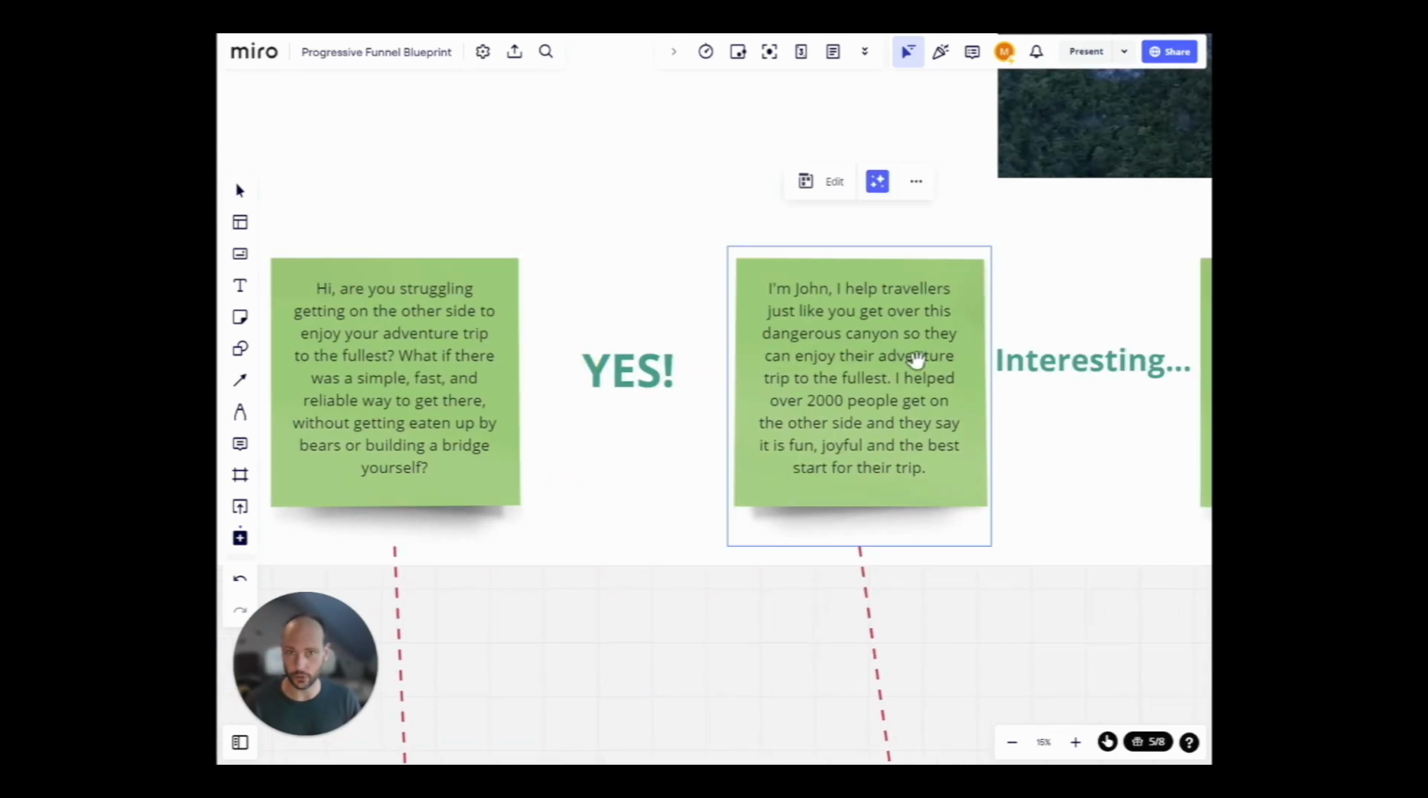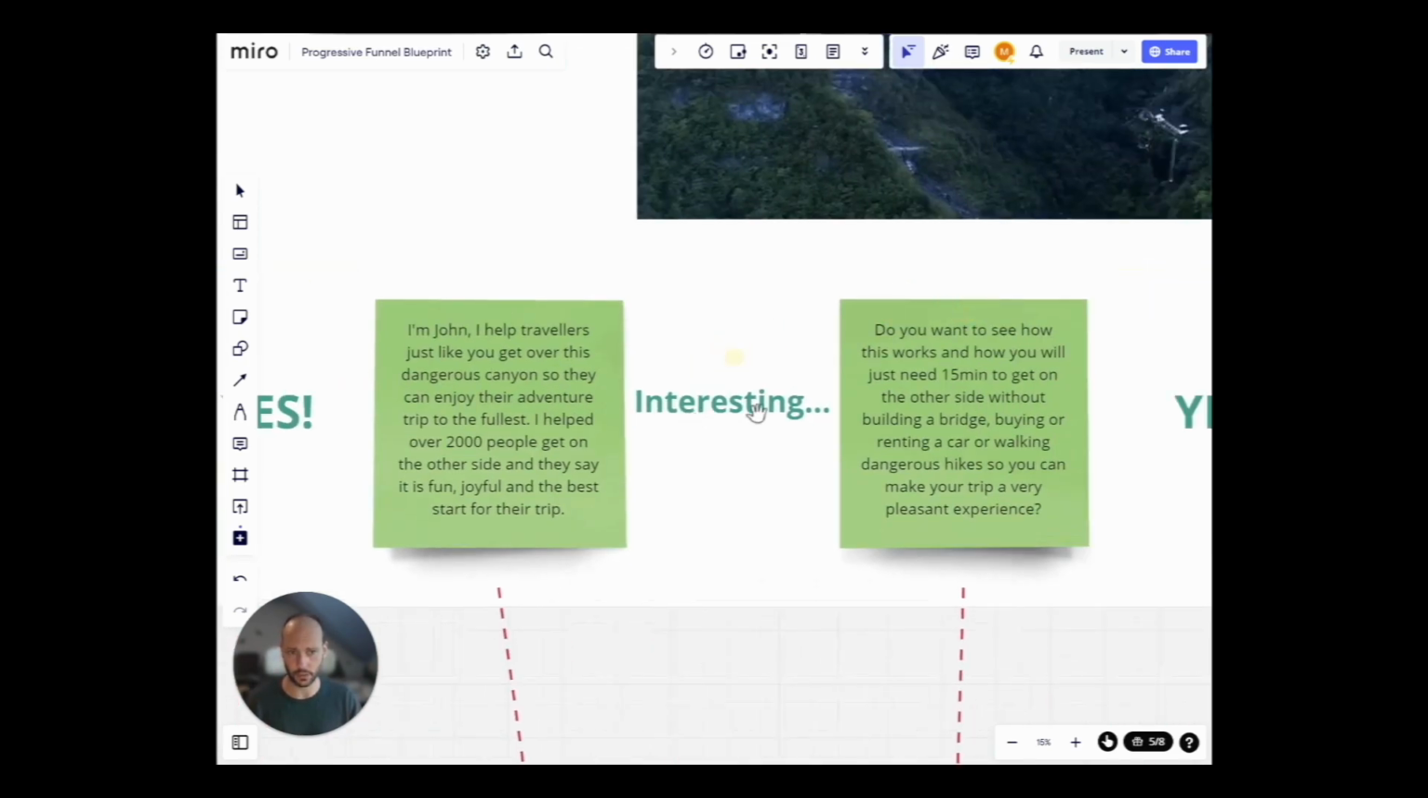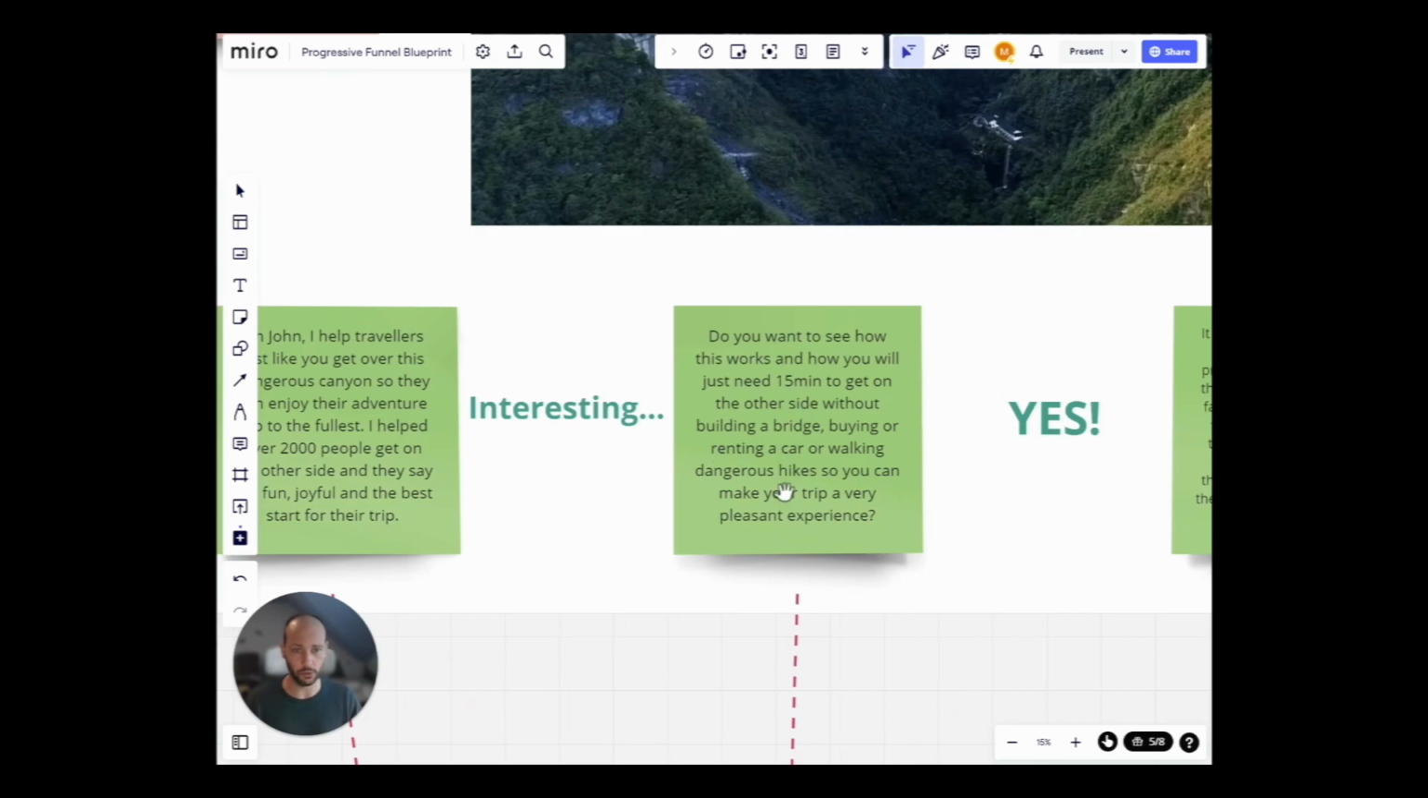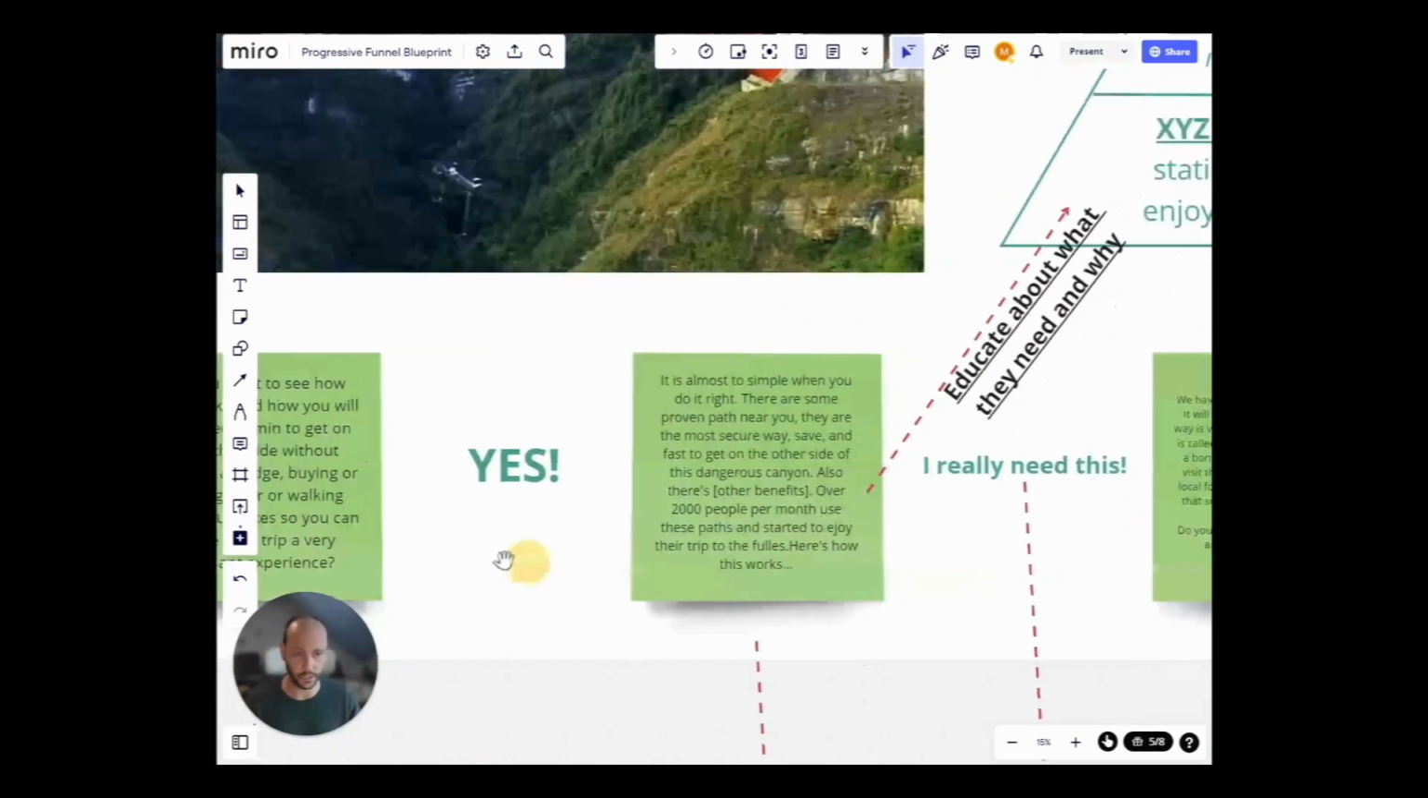And then you can introduce yourself as a solution to this problem. Now you're saying, hey, my name's John. I help travelers just like you to get on the other side of this dangerous canyon, and so on. Right? And then they think, okay, sounds interesting. All right, so do you want to see how that works, right? And then more. Yes, sure, I want to see that.